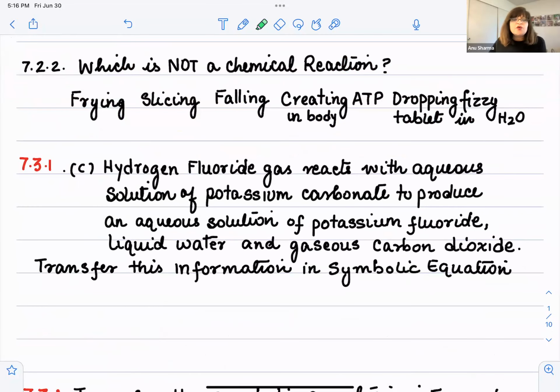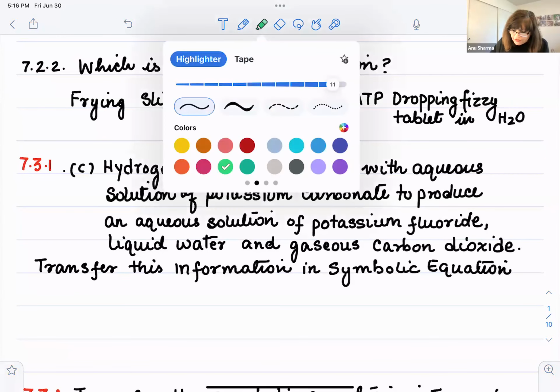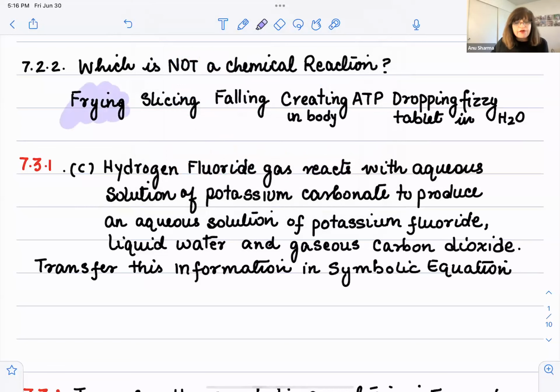Okay, next is, which is not a chemical reaction. Now here, when you fry things, frying is obviously heating things in oil at a very high temperature, and a new substance is produced. Similarly, when you drop a fizzing tablet in water, like Alka-Seltzer, it releases carbon dioxide. Formation of gas bubbles, formation of a gas, is a chemical reaction. Next is creating ATP in the body. This is a biochemical reaction happening in the body.